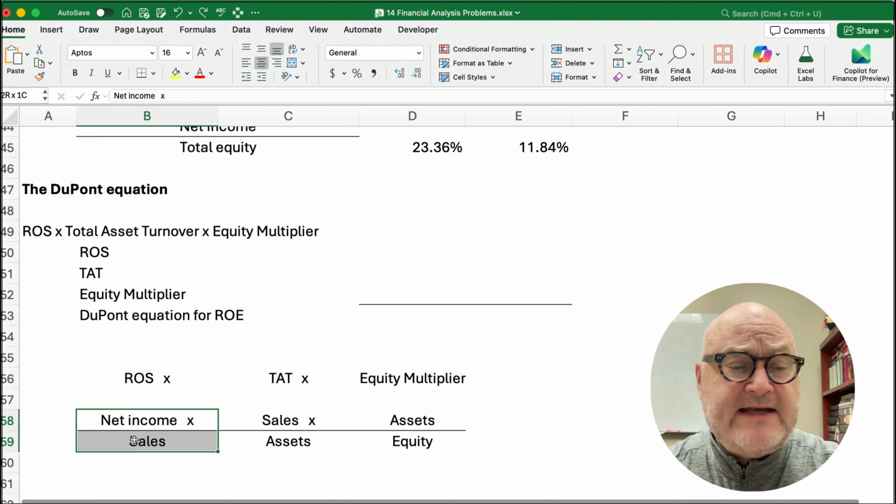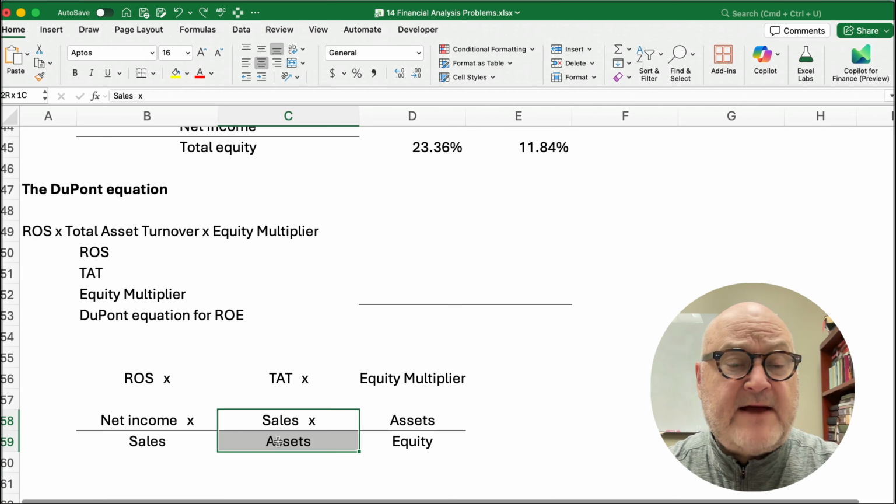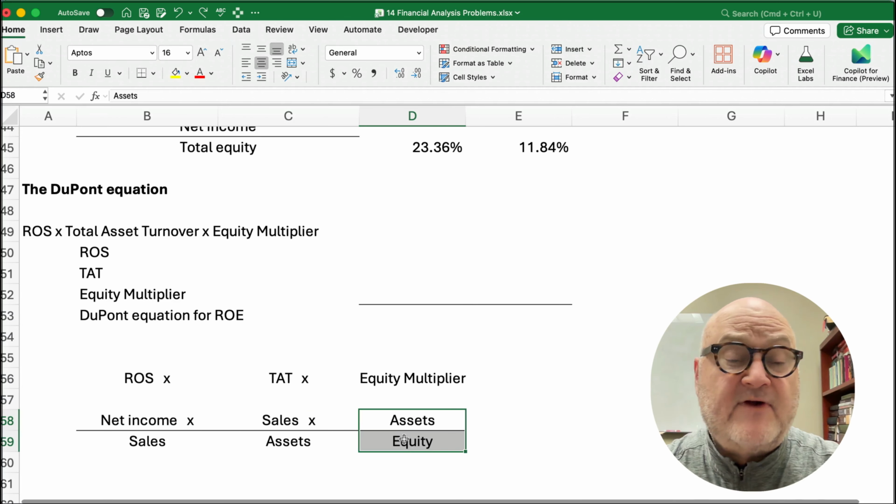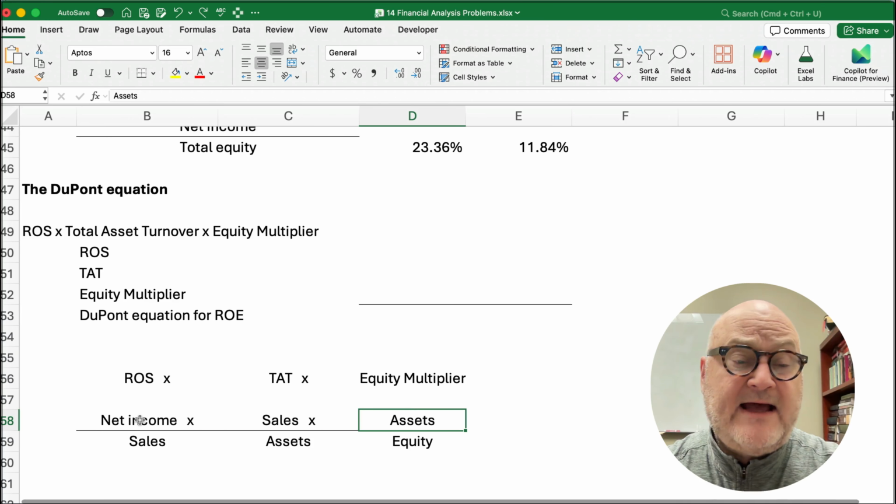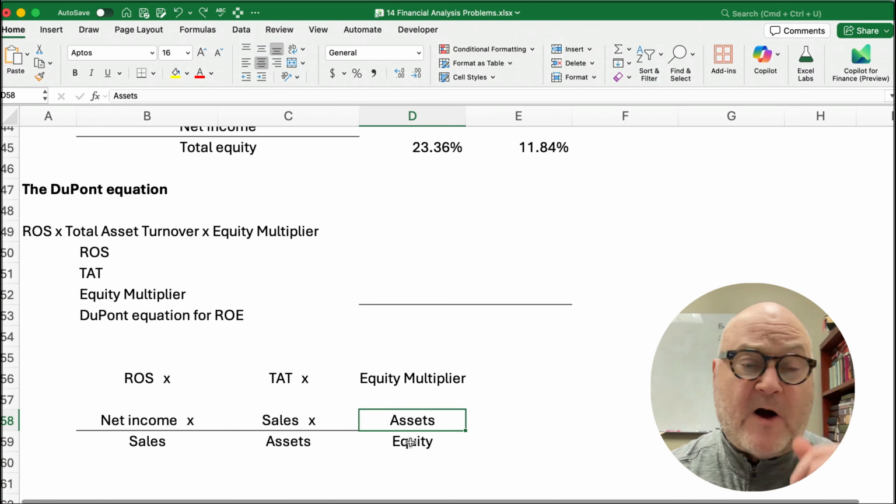Here's the formula: net income divided by sales times sales divided by assets. So the sales will cancel out, and then times assets over equity, and the assets will cancel out. So what we have, the sales are going to cancel out, the assets will cancel out, and you'll have net income over equity. Just mathematically, it'll be ROE. So let me show you how this works.